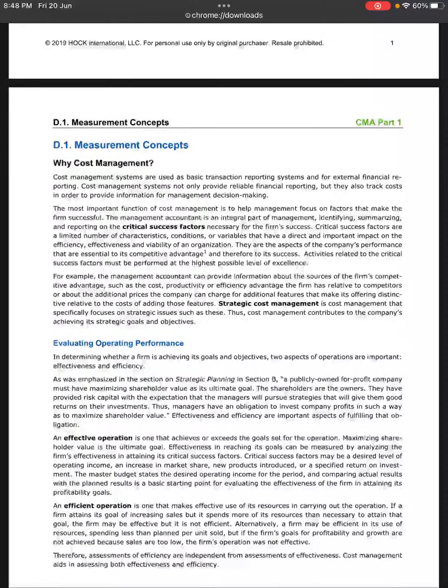The example of cost management. What will be the example of cost management? Here is also given.